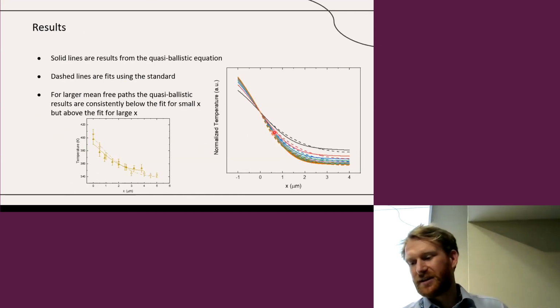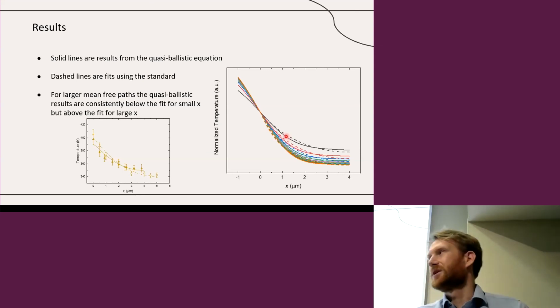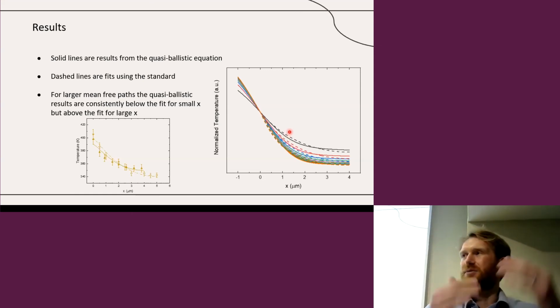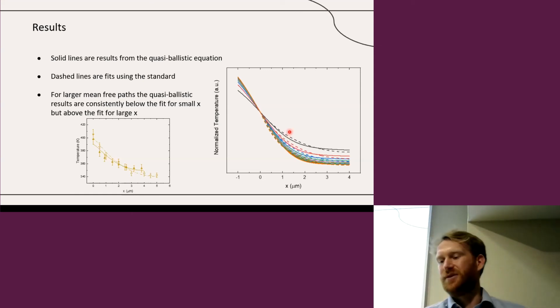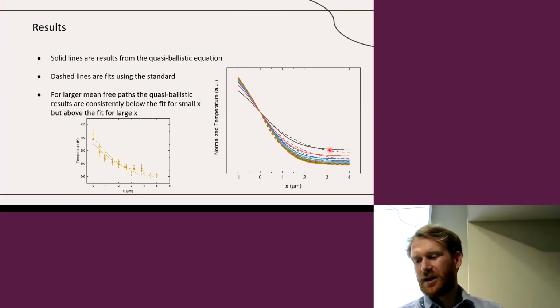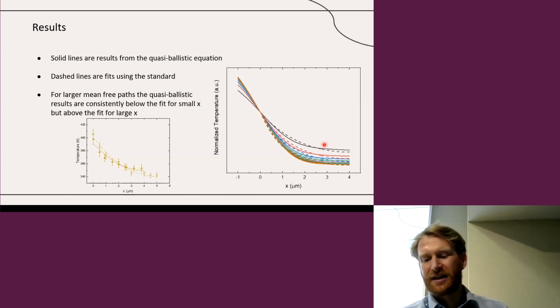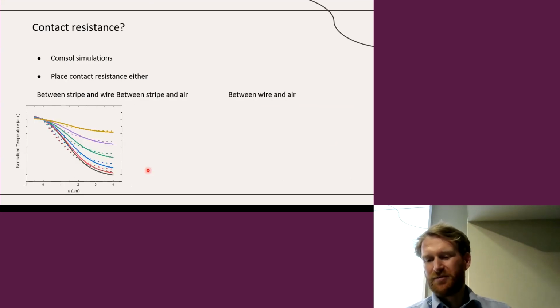So what we see here is that the solid lines are taking into account this quasi-ballistic effect, whereas the dashed lines are assuming a diffusive model. What we see is that closer to the contacts, the quasi-ballistic effect causes the temperature to be lower than what you would expect from diffusive, whereas at larger lengths, it's actually going above the diffusive model. And that's exactly what we saw in our experiments as well.